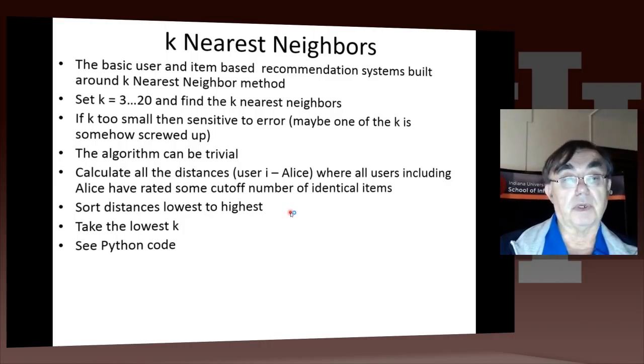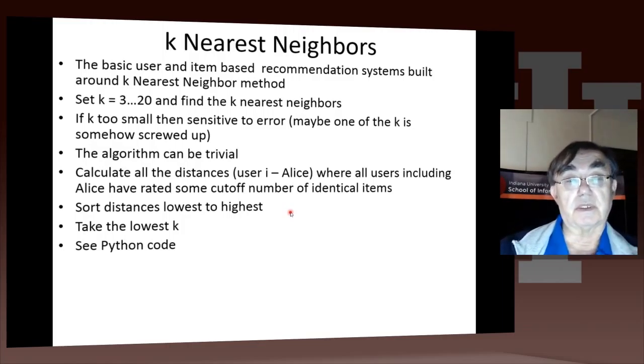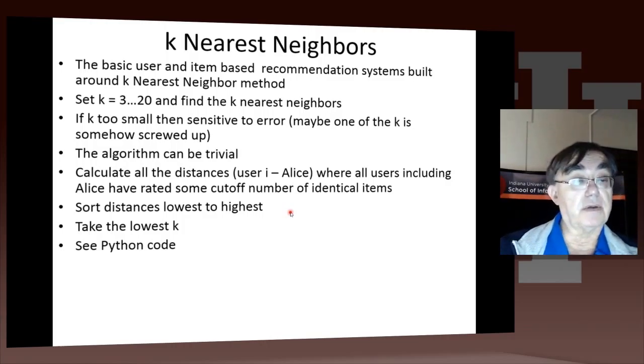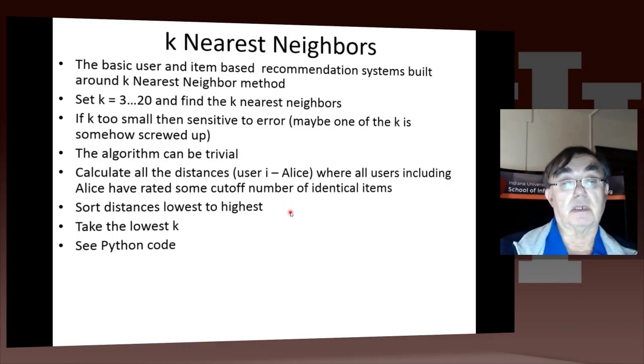All you do is calculate all the distances between, in this case, since this is user-based collaborative filtering, users and Alice. And then you identify those users which are near Alice. If you have K of 3, you identify the 3 users that are nearest Alice. And if K is 20, you identify the 20 users that are near Alice. And then you use some formula to take those 3 to 20 users, or it could, of course, be bigger, and use that to help Alice predict what she'd like.